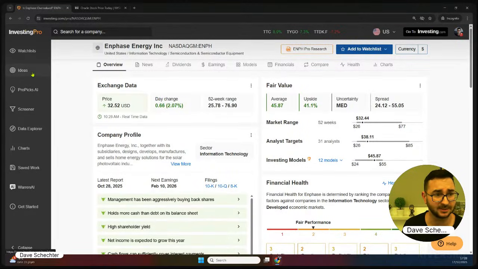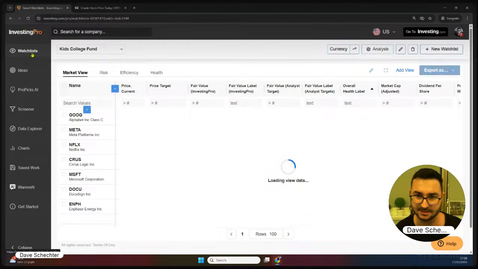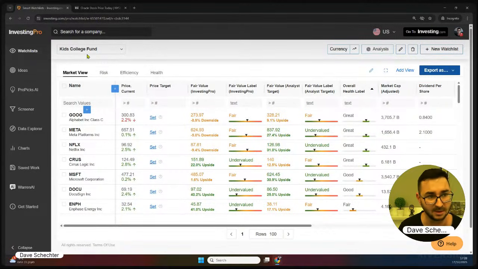Actually, before we go into the ideas, I do want to show you how to set up your watch list and how to set up a view, because that is pretty important. So you can go to your watch list in the Pro dashboard by clicking on watch list over here. And you can see that there are 3 default views that come with every subscription out of the box.